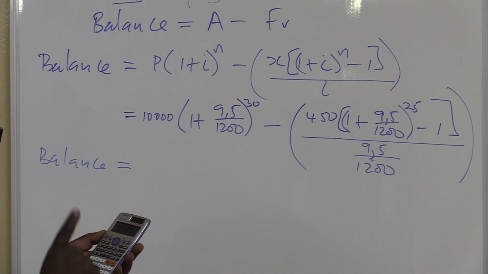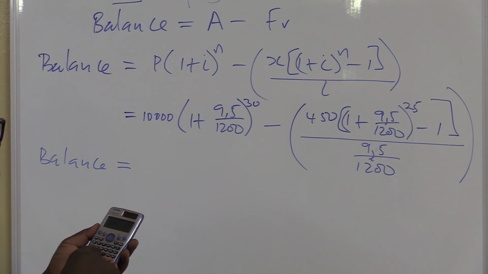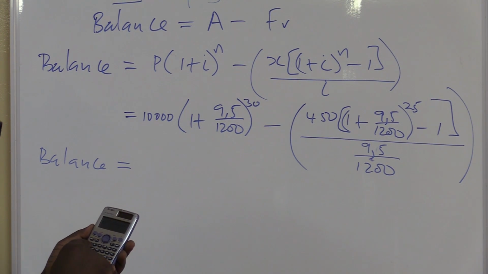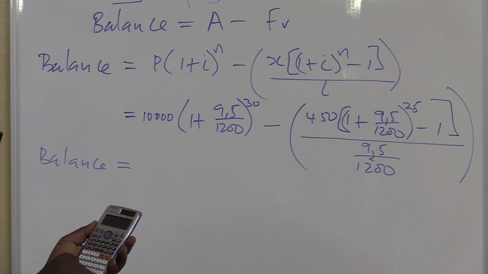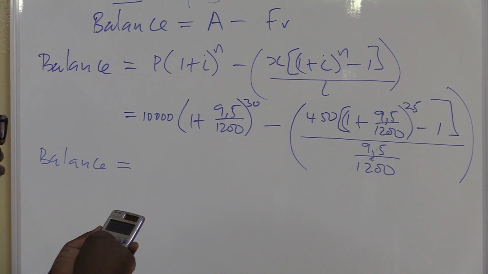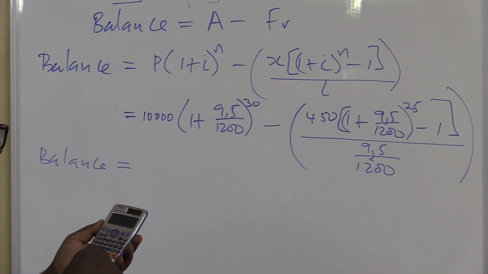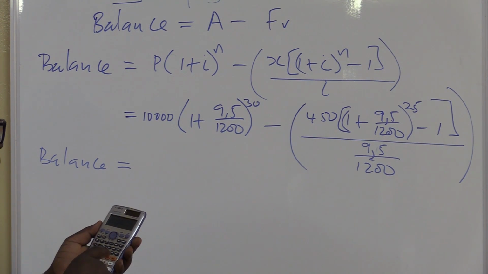I say subtract. I put that bigger bracket into 450, fraction pattern first, 450, bigger bracket, another bracket. 1 plus fraction pattern 9.5. Go down to my denominator. It is 1,200 raised to power 25 in this particular case. Yes, it's 25. I move out there. I say minus 1. I close this bracket.